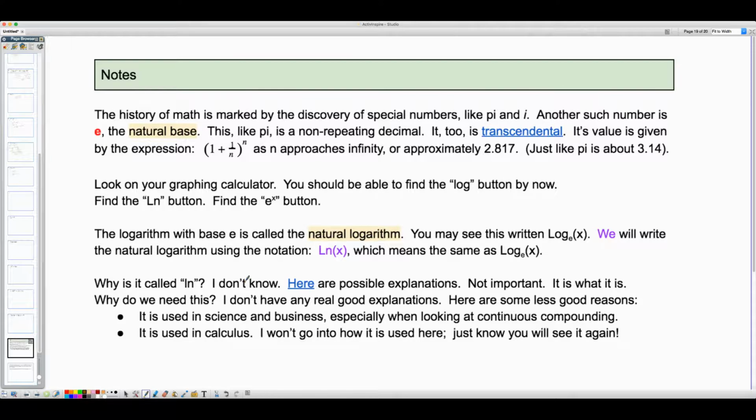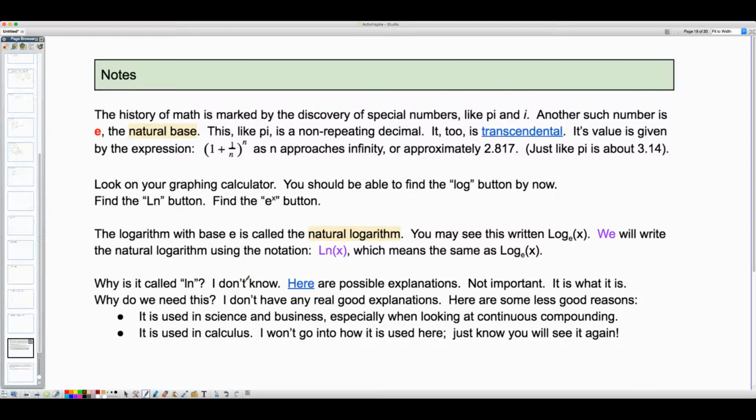Why is it called the natural log? I don't know. I give some possible explanations on a link on the spreadsheet, on the notes page. It's not important. It is what it is. Why do we need it? Well, I don't have any good explanations for that either. But here are some less good reasons.